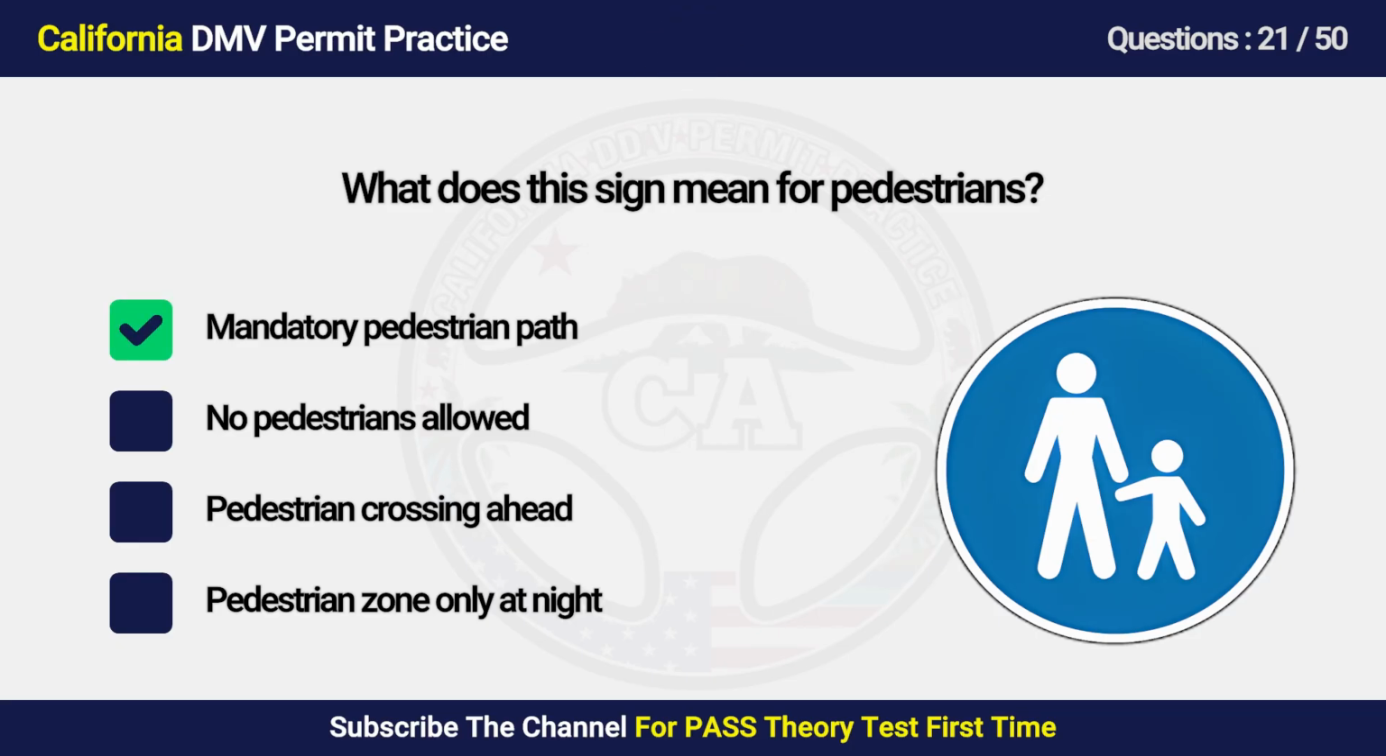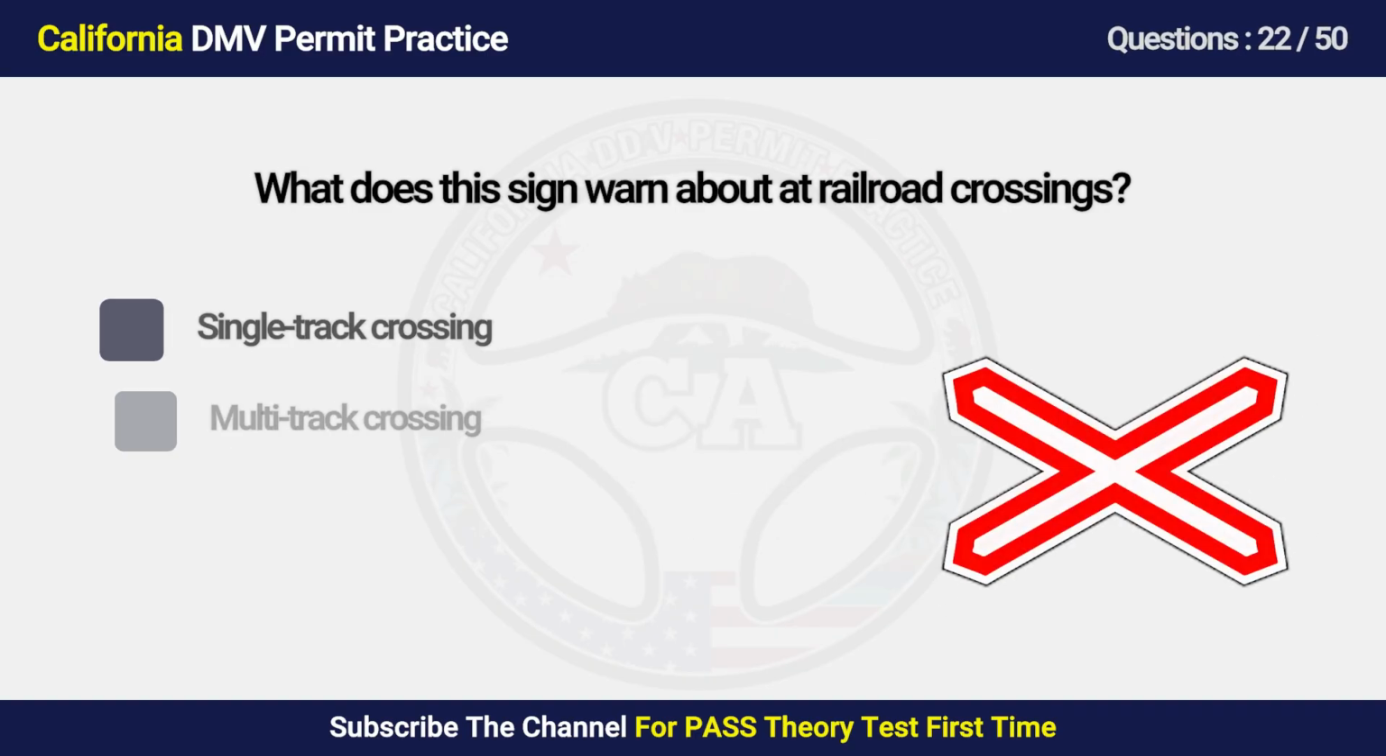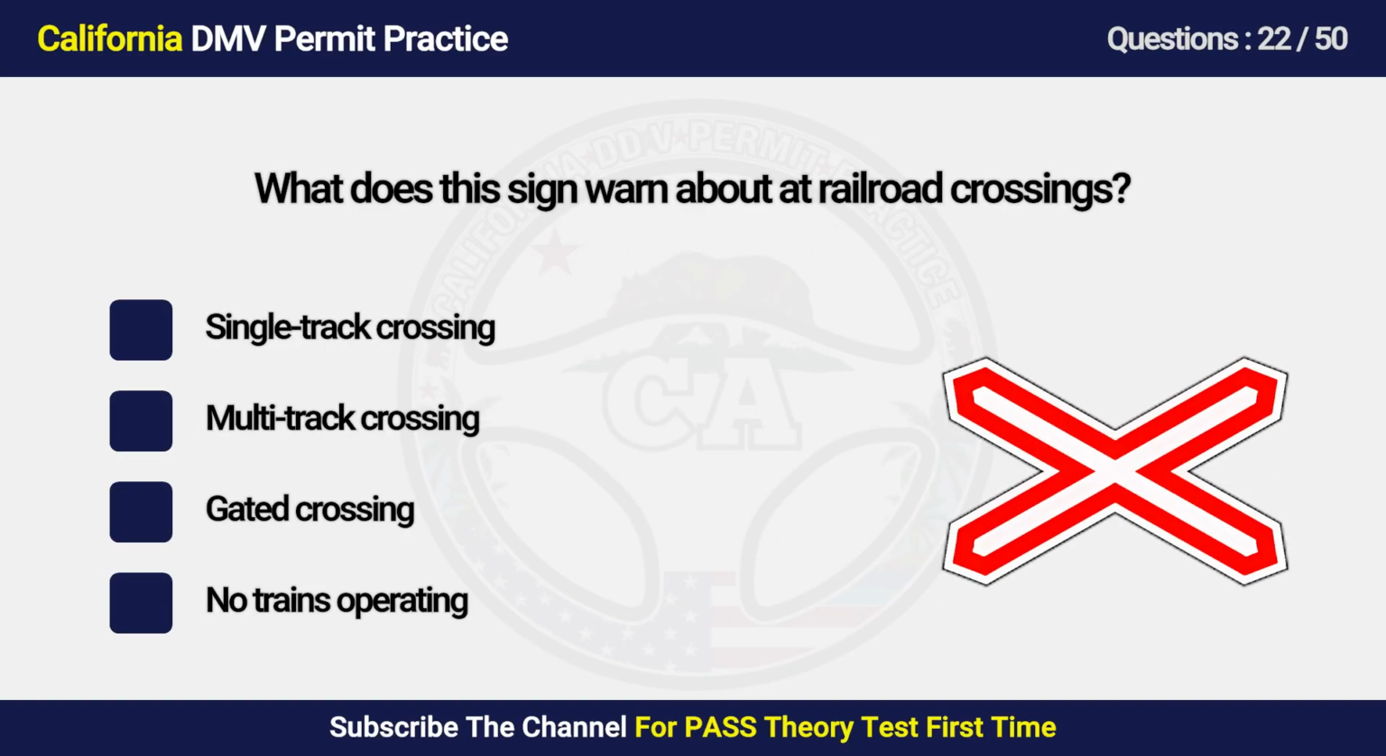Answer is A. Mandatory pedestrian path. This sign indicates a mandatory pedestrian track or path. Pedestrians must use this path, and vehicles are typically not allowed. Question 22. What does this sign warn about at railroad crossings?